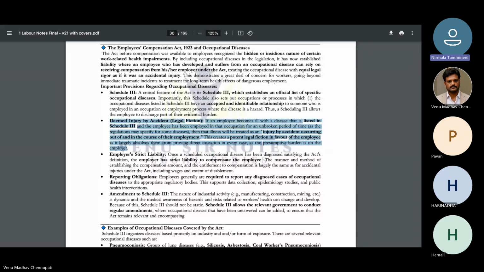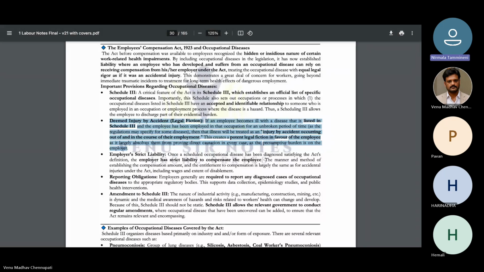He or she should be employed in that particular setup. Thus, Schedule 3 allows the employee to discharge part of their evidential burden. So that part of the evidential burden goes away, because by default you are employed here, therefore you are prone to that particular disease. So that part of evidential burden is taken care of. Next thing is deemed injury by accident.